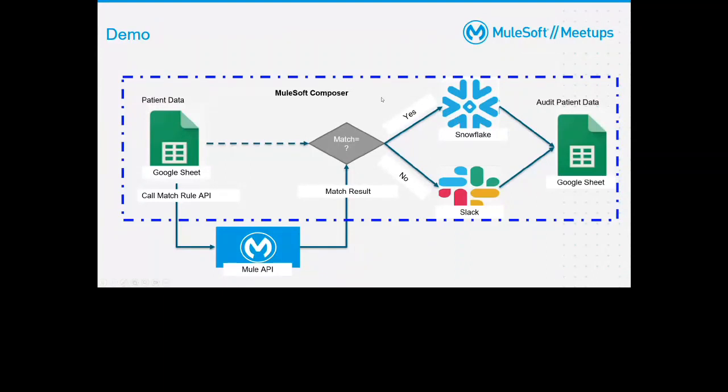MuleSoft Composer will go and invoke a Mule API through an HTTP connector, and then it will see what this Mule API is doing. It is showing whether the patient is a match or not a match. If it's a match, it will insert the data into Snowflake. If it is not a match, it will generate a message to someone through a Slack channel, and some of the audit data will go to Google Sheet.